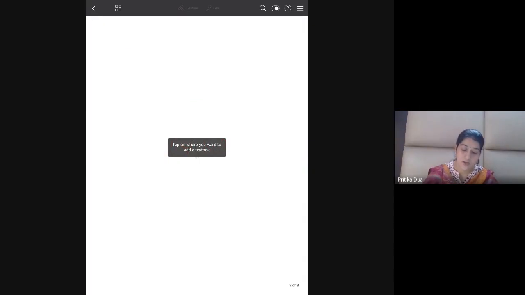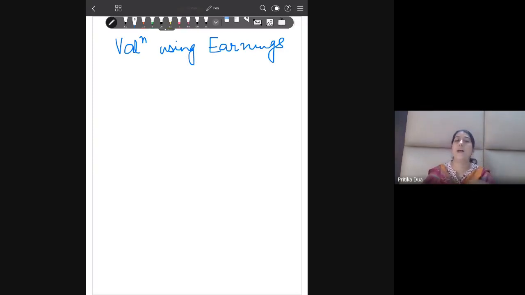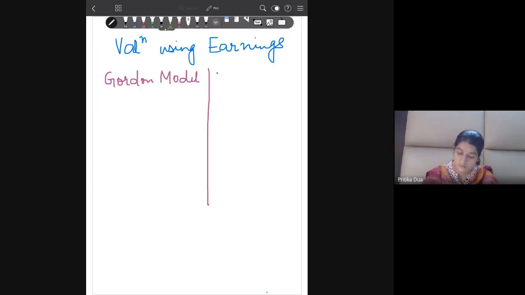So valuation of equity shares, valuation using the earnings of the company. Okay, under this there are two very popular models which you people have already done. I am just writing them down and you'll be able to recall. So one was your Gordon model, and the Walter model.